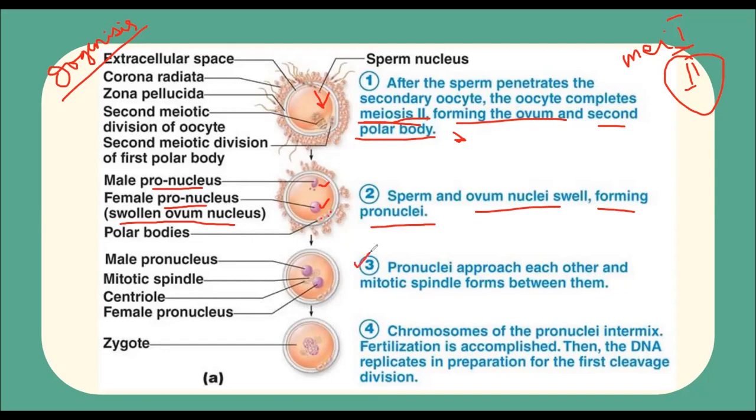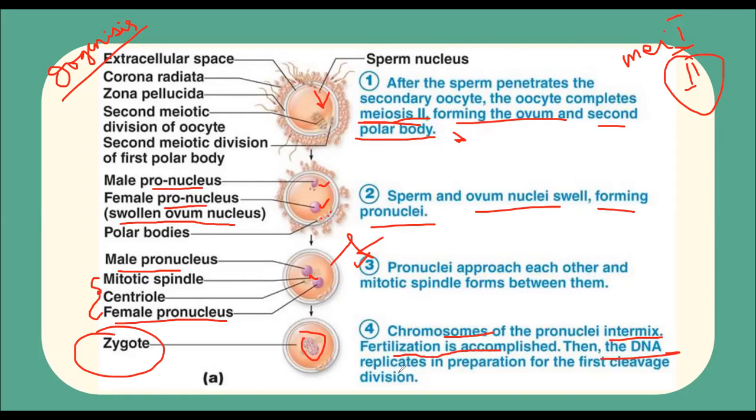Then in the third step, what will happen? They are coming closer to one another, the male pronucleus and the female pronucleus. Fusion will take place. For fusion, the mitotic spindle and the centrioles, these protein structures, will be required. Once they fuse, now they are known as zygote. The chromosomes, the genetic material, intermix. Fertilization is completed now.